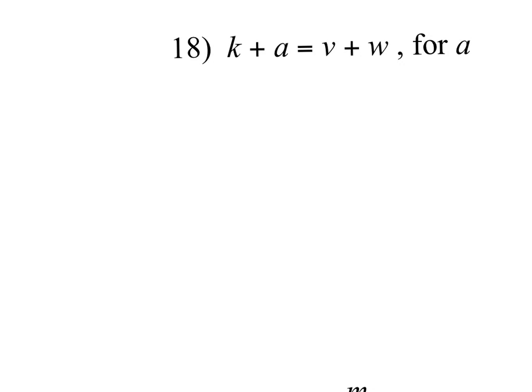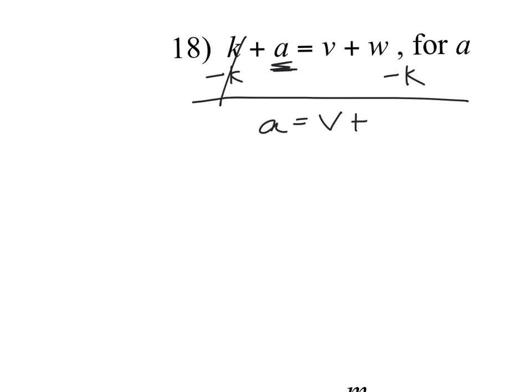In this problem we're solving for a, so if I highlight that, a's not going to move, everything else will, so we have to undo the plus k. So minus k to both sides of the equals. Those are unlike terms, so when the k's go away, we have a is equal to v plus w minus k. And we have that a by itself.